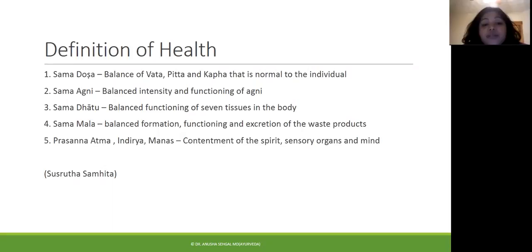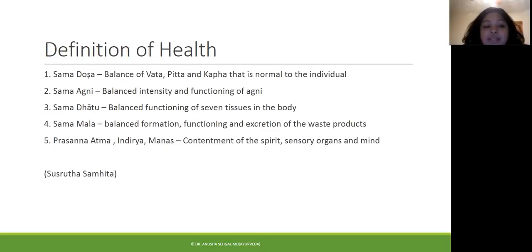So the definition of health is mentioned by Sushruta Acharya, one of the major teachers or seers or experts of Ayurveda. And in his textbook, he defined health as: Sama dosha, sama agnischa, sama dhatu malakriya, prasanna atma indriya manaha swasta itya bhidiyate.